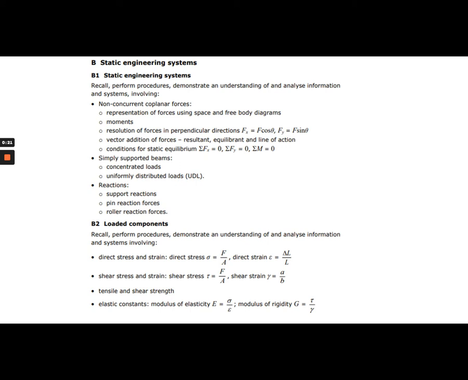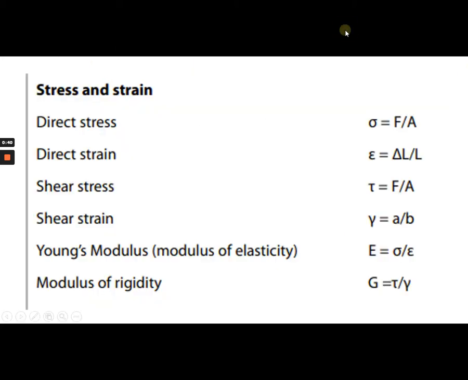So B2 it is. Direct stress and strain, shear stress and strain, tensile and shear strength, and then your modulus of elasticity or the modulus of rigidity. We'll do it by looking at previous exam questions, and hopefully you'll see how to approach these. So let's have a look at the data sheet.